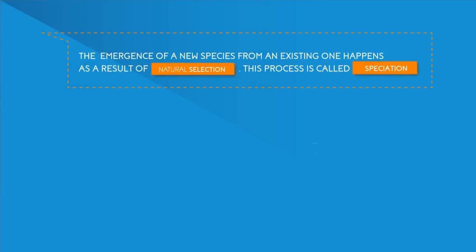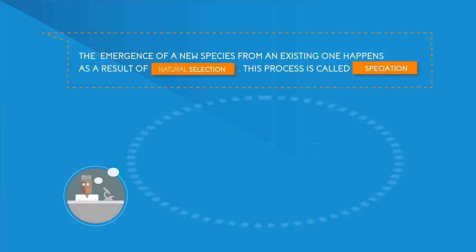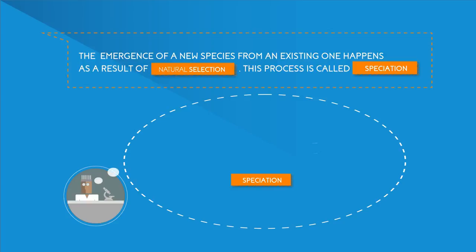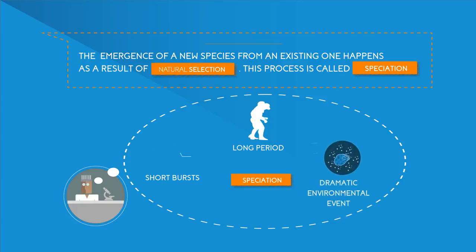The emergence of a new species from an existing one happens as a result of natural selection. This process is called speciation. Some scientists believe that speciation occurs continuously over long periods of time, whilst others believe that speciation occurs only rarely and in relatively short bursts, sometimes as a result of a dramatic environmental event.